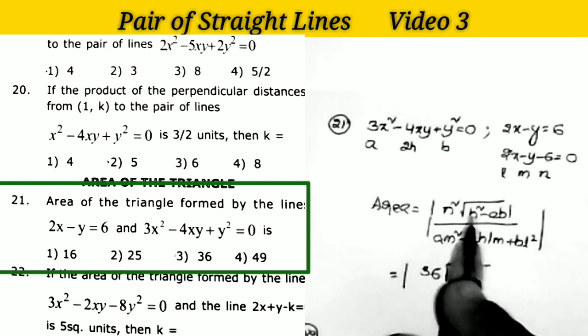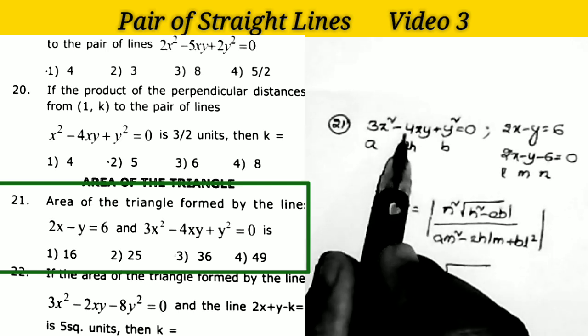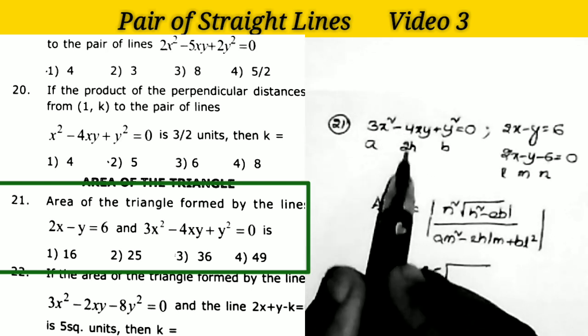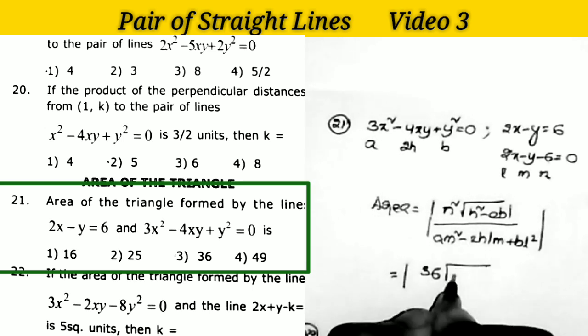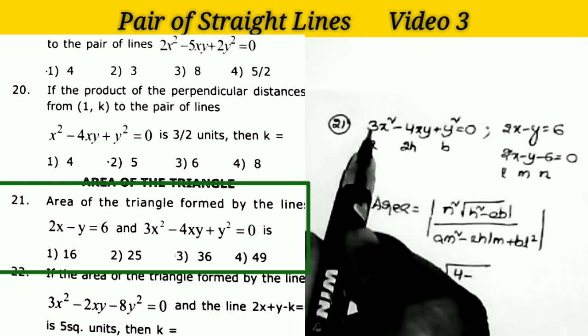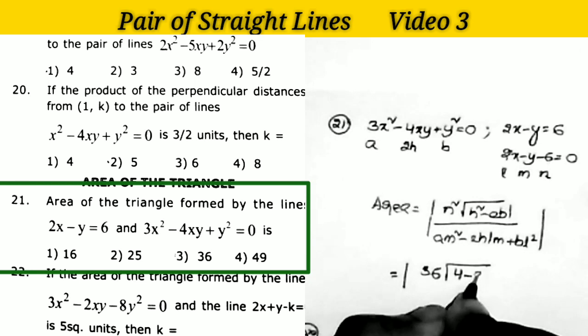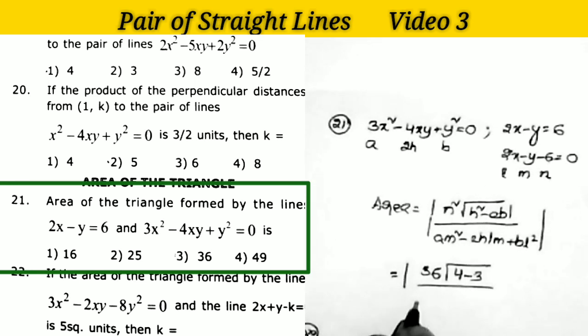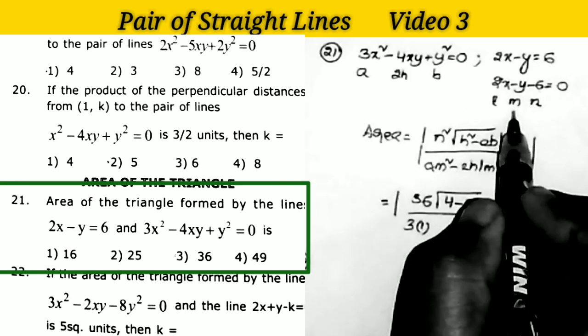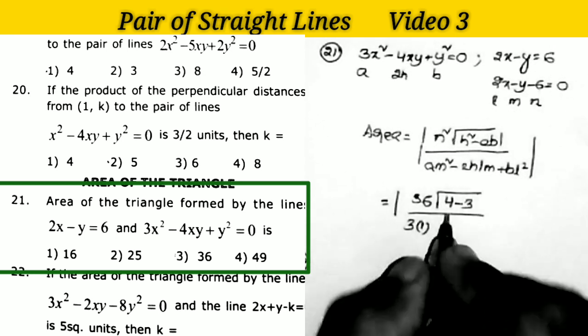Into square root of h square. 2h is equal to minus 4, means h is equal to minus 2. h square is equal to 4. Minus ab, 3 into 1, that is 3, by am square. a is equal to 3, square is equal to minus 1 whole square, that is plus 1.